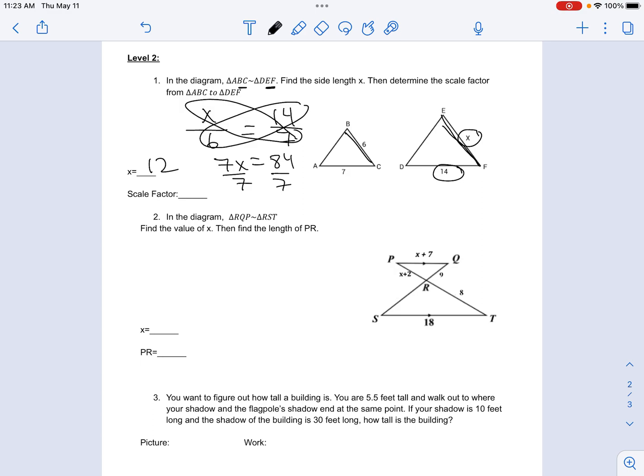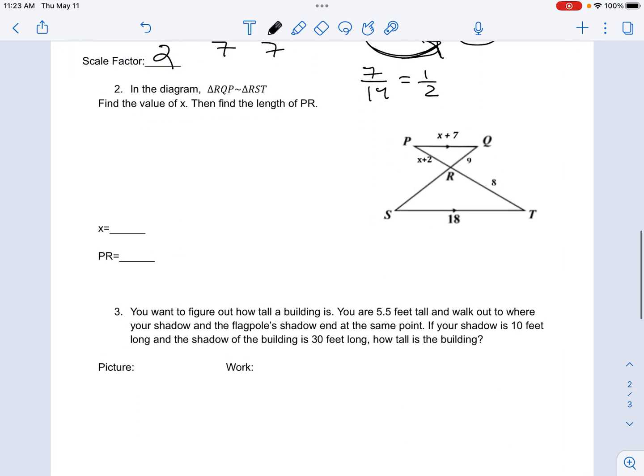Now, scale factor from here to here, so we're going to do 7/14, which is 1/2. But remember, for the scale factor, we need to flip it, so it's actually 2, right? This triangle is bigger than this triangle by a factor of 2.